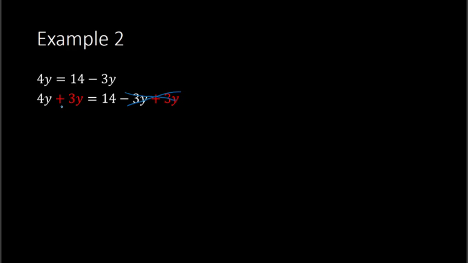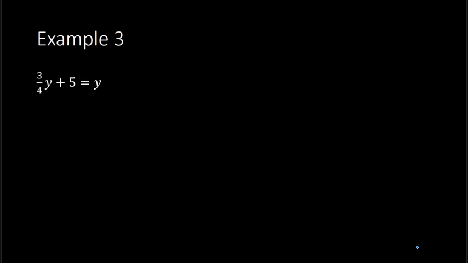And then on the left side, we add 3y as well. So on the left, we have 4 y's plus 3 more y's. That would give me 7 y's. And on the right side, we have 14. And then to solve this, 7 times y equals 14. I divide to get rid of the 7. And when I do that, I now have y on the left side and 14 over 7, which is 2 on the right side. So my answer is y equals 2.